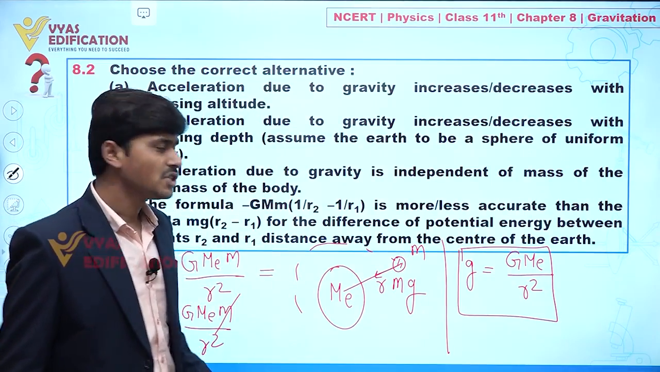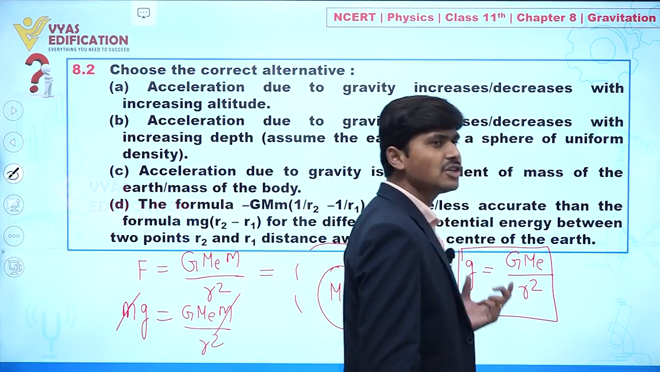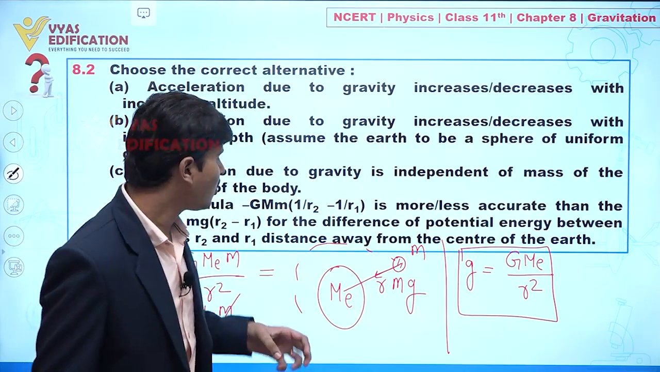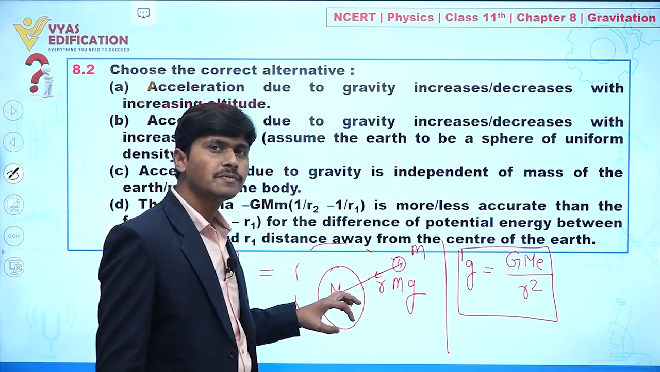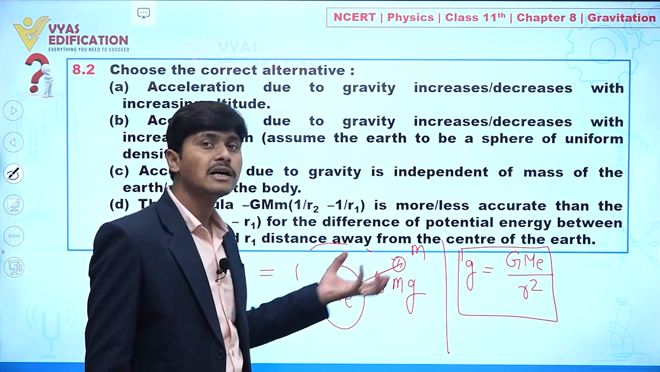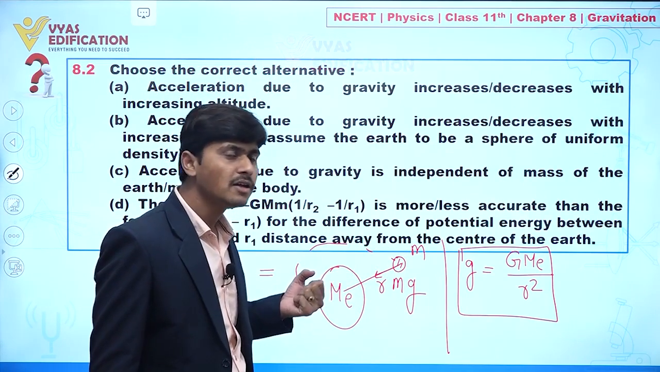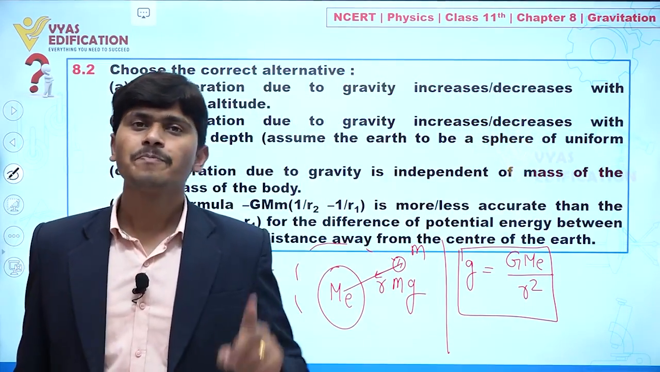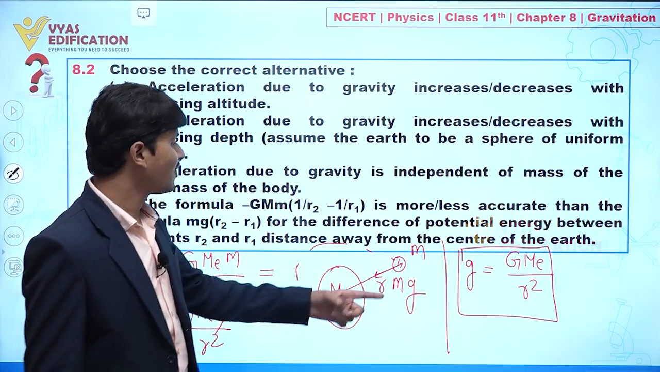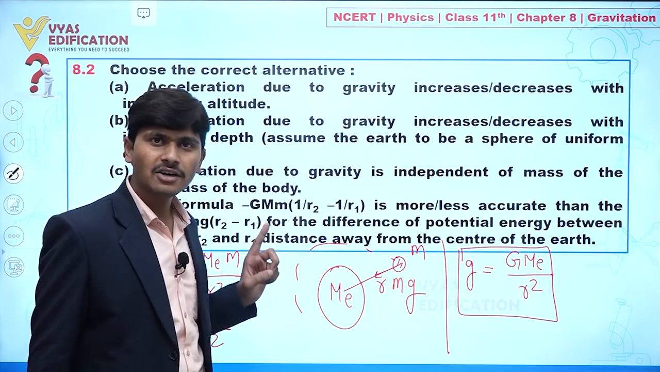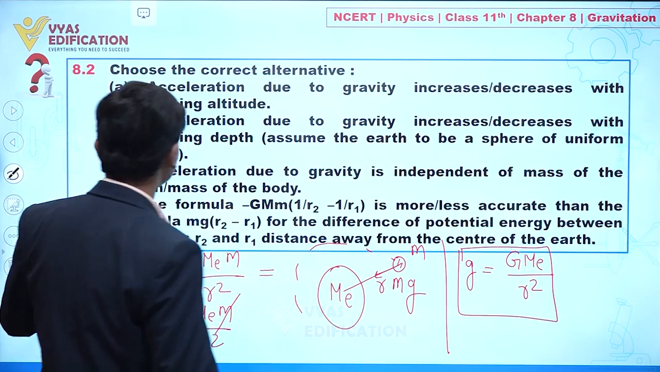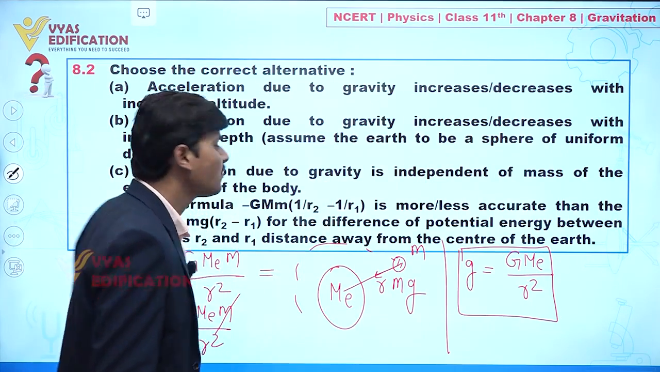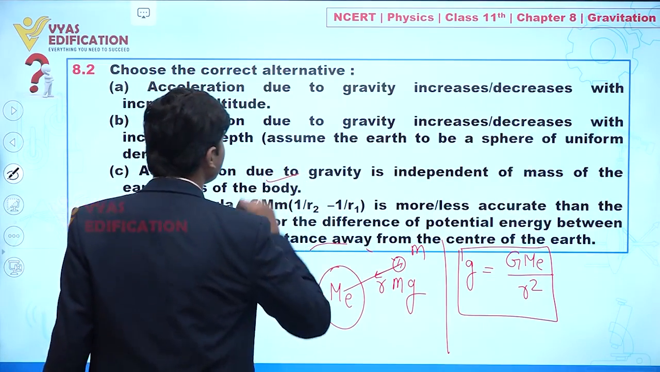Now from this expression we can observe that acceleration due to gravity depends only on the planet through which we are observing that gravitational pull. It means we can say that acceleration due to gravity does not depend on the mass of an object that is revolving around any object. So directly I can say the correct answer of part C: acceleration due to gravity is independent of the mass of the body.